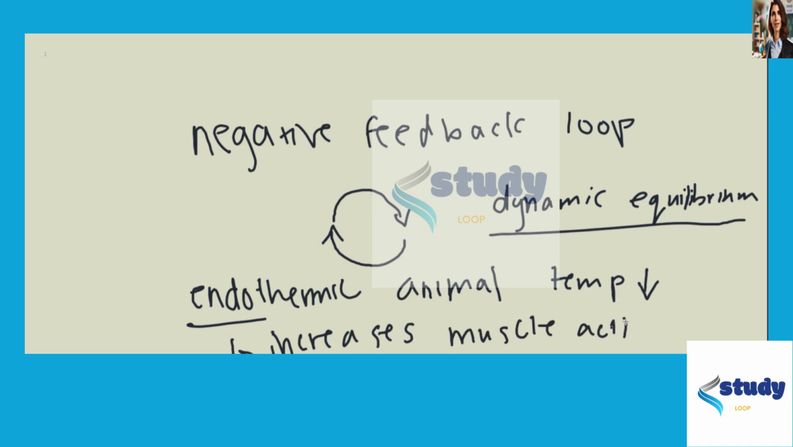And this is true because when the muscle activity is increased, then internally more heat is generated and dynamic equilibrium is worked to maintain, and the feedback loop works as it's expected to.